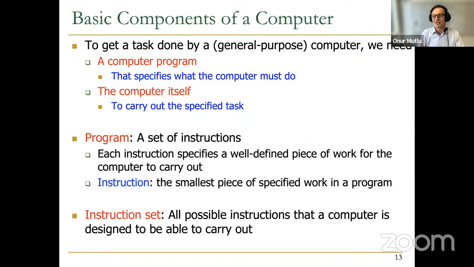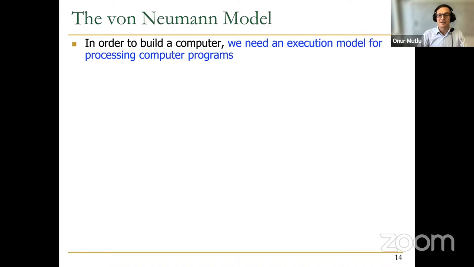Okay, so with this in mind, let's talk about what the von Neumann model is. In order to build a computer, normally you need an execution model for processing computer programs. Okay, you have this program, and you have the set of instructions, but how are you going to process them, right? That's the question, basically. And we will see other processing models later on in this course, but we'll start with the von Neumann model because it's really the basic processing model that has been extremely successful for more than 75 years.